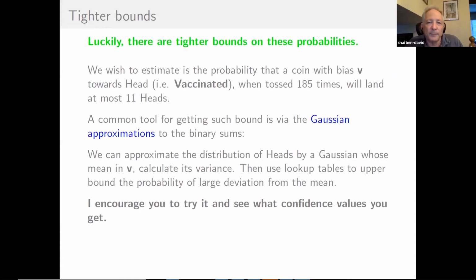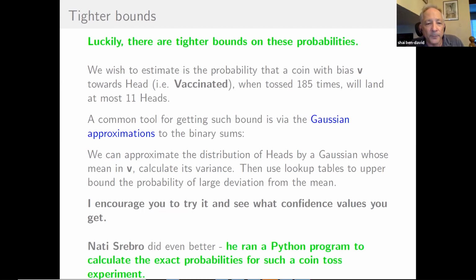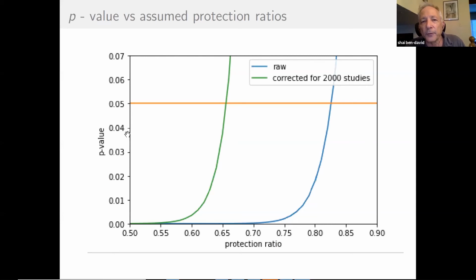And we can calculate the mean, we can calculate the variance, and we have tables that tell us the tail probability. If the mean is here, what's the probability that we'll see a result that is very far from the mean? So I encourage you, as an exercise, to put these numbers into the estimation of the variance and of a Gaussian and see how likely it is. We get better results than the Hoeffding bound. What I have here is something even better. Nati helped me. He ran a Python program to calculate those probabilities exactly with these numbers. They're not such big numbers that you cannot run the exact calculation. And this is what you get for the exact calculation.